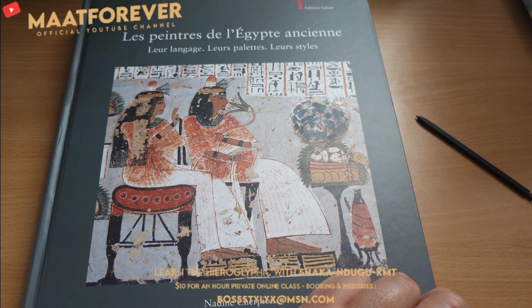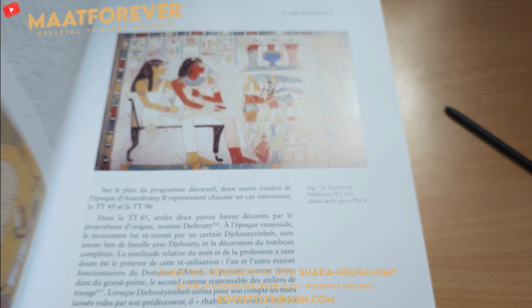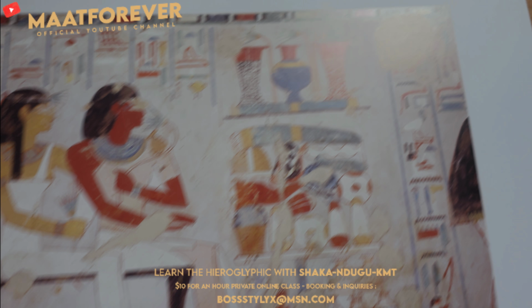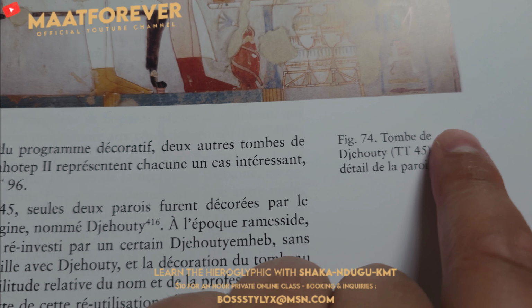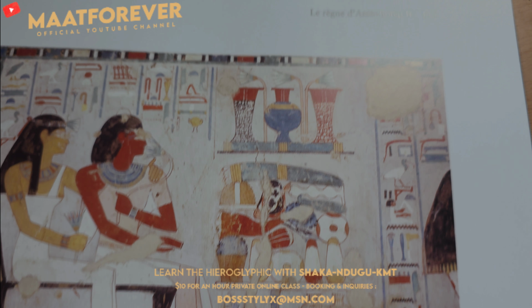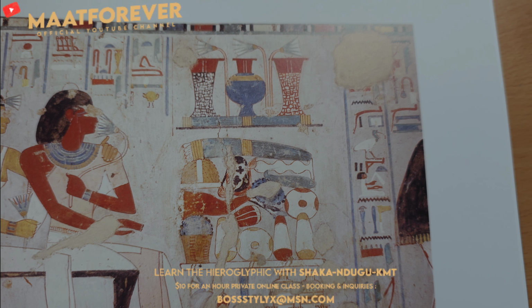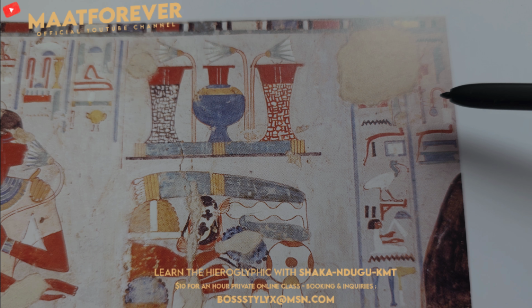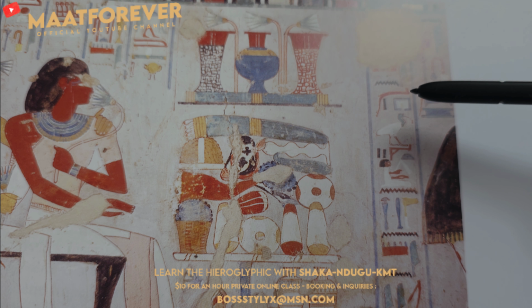Greetings, we're having a look at the book Les Peintres de l'Égypte ancienne, which means the painters of ancient Egypt. We are at page 115. This is from the tomb of Djehuty. Now, there are quite a fair bit of glyphs that we can identify. Those who take the classes should recognize this glyph right here. But let's move to the next column.